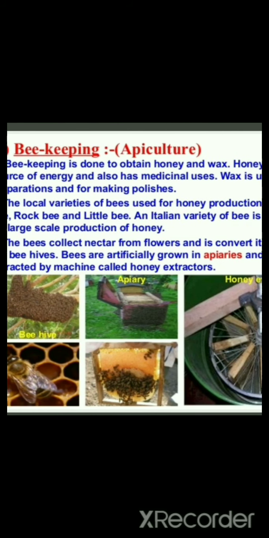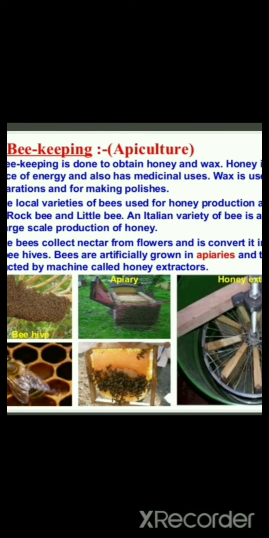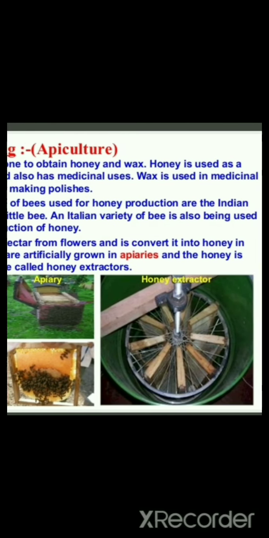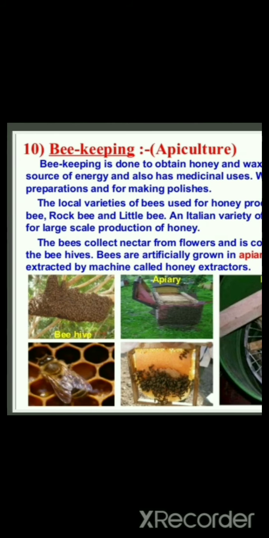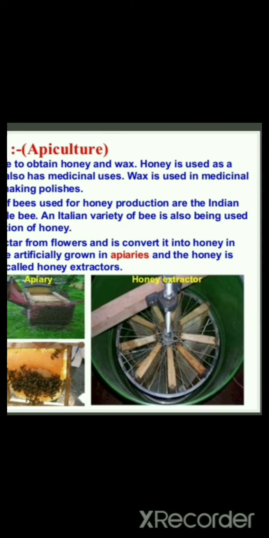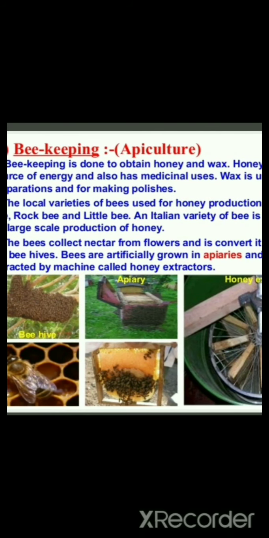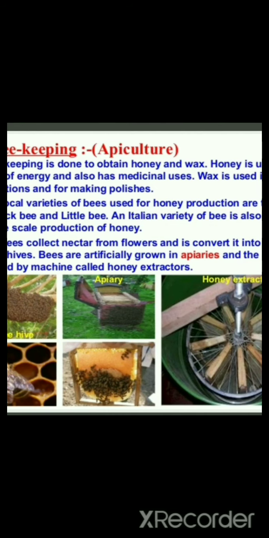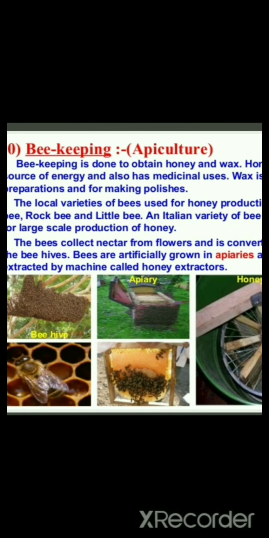The local varieties of bees used for honey production are the Indian bee, rock bee, and little bee. An Italian variety of bee is also being used for large scale production of honey. The bees collect nectar from flowers and convert it into honey. In beehives, bees are artificially grown in apiaries, and honey is extracted by a machine called a honey extractor.